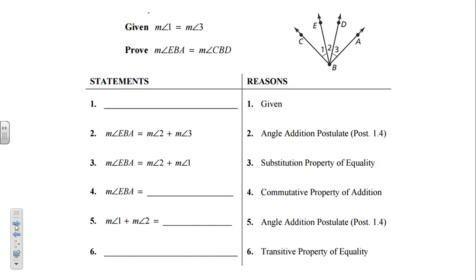Got a busy drawing up there. And they told us that the measure of angle 1 is equal to the measure of angle 3. That's why we have this little arc here. Okay? And we're trying to prove that EBA, measure of E to B to A, the one in red, is equal to the measure of C to B to D. Trying to prove that the red one and the green one have equal measures.